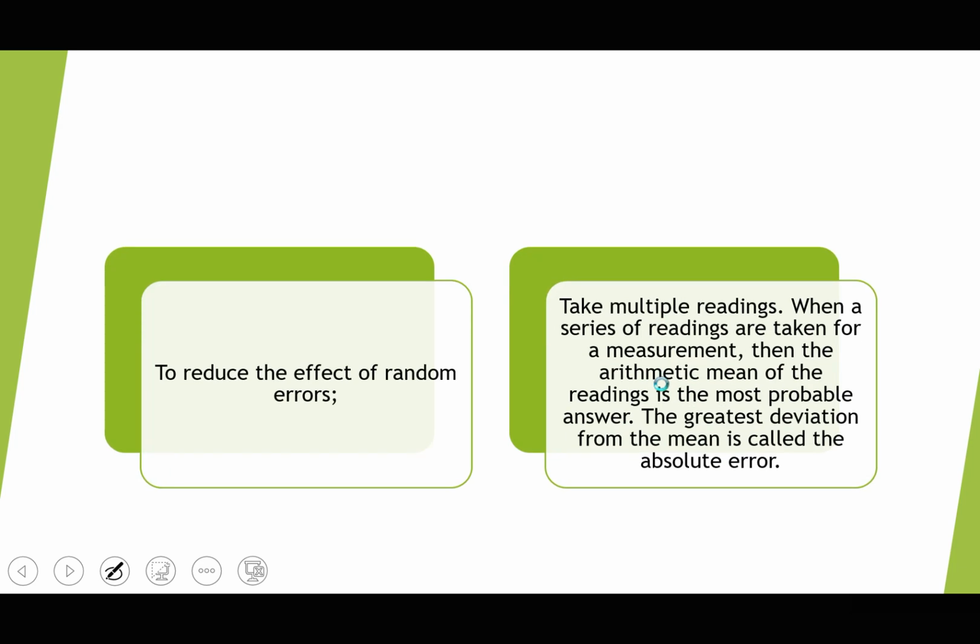Okay, so having seen that, we can come up with a conclusion. To reduce the effect of random errors, we normally take multiple readings. When a series of readings are taken, then the arithmetic mean, which is the average, is the most probable answer. And the greatest deviation from the mean is what we call the absolute error. The deviation from the average is what we call absolute error.